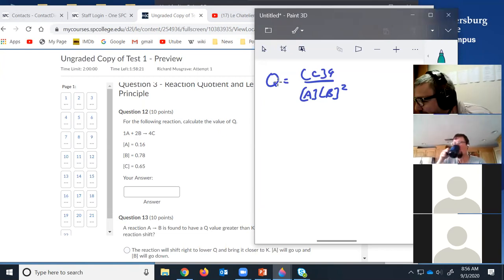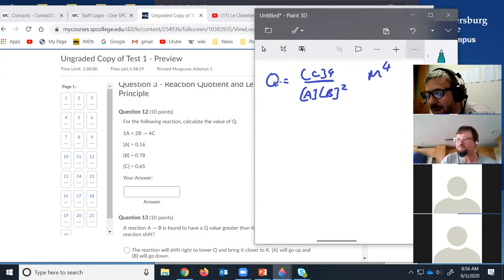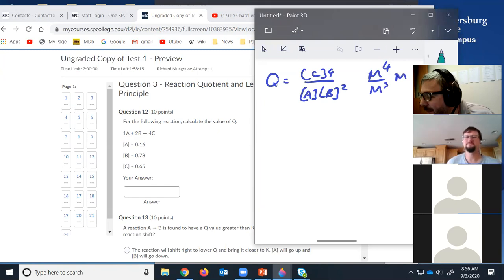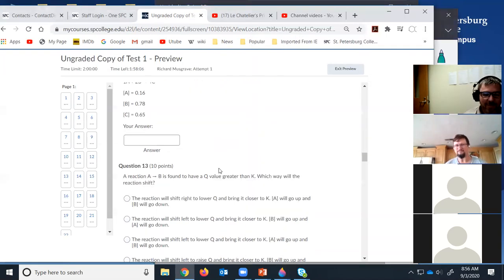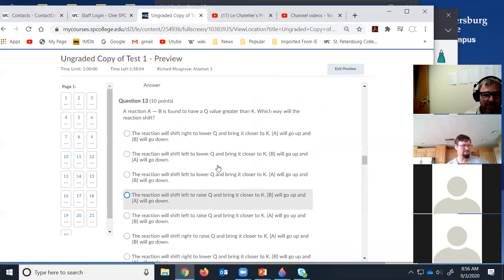Well, it would be like this. It'd be M to the fourth over M cubed. Gabriella, close your ears. And that would give M, 4 minus 3 is 1. That's if you had to include a unit. But you don't have to include a unit.